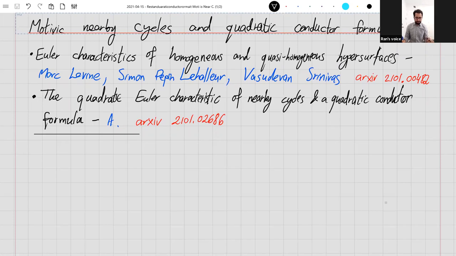Okay, so what I will report on is first a paper quite recently published by Mark Levine, Simon Pepin Lehalleur and Srinivas about the Euler characteristic of homogeneous and quasi homogeneous hypersurfaces. And what I will focus on more is another preprint on the arXiv by me, the quadratic Euler characteristic of dynamic cycles.